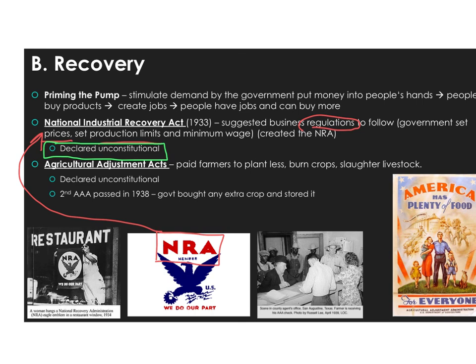So the government comes in and says, get rid of half your crop, get rid of half these pigs, half the livestock. Then your crops will be worth money and you actually start making money. But same thing, the Supreme Court's going to declare that unconstitutional. So you can't do that. You're overstepping your boundaries. 5 years later, they will have the second AAA passed.